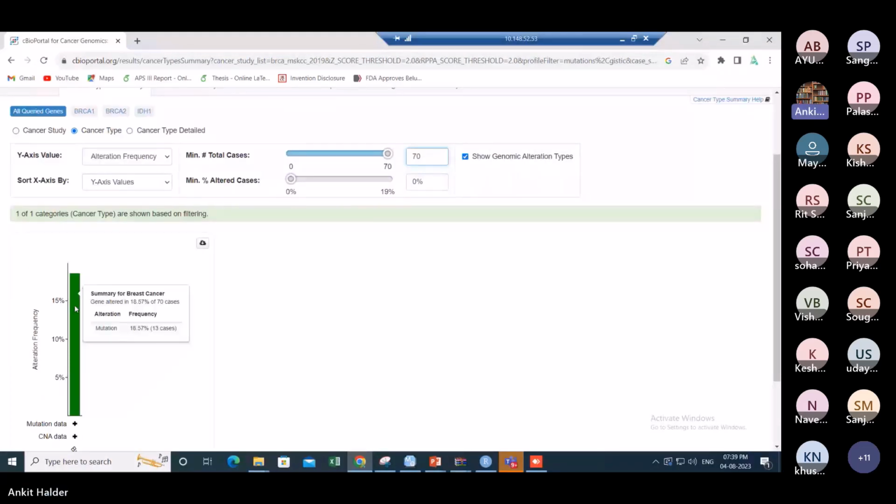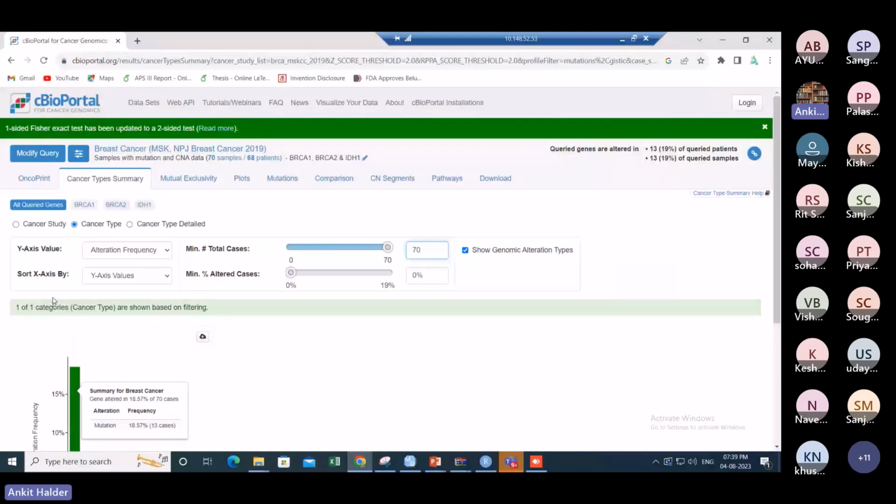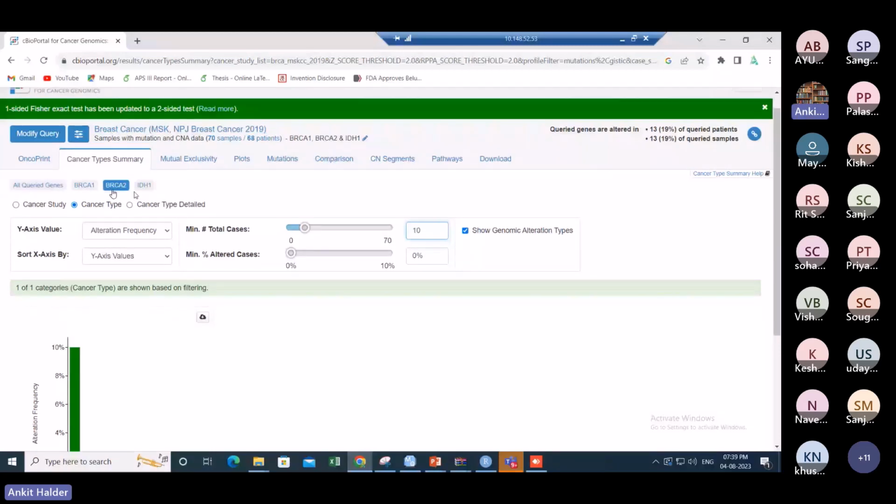So here is your mutation data and your CNA data. You can go first for your BRCA1, then your BRCA2, and then IDH1. Here you can see that IDH1 is giving a much lower percentage of alteration frequencies. From here you can understand that the genes and the mutations in those two different kinds of cancers are quite different.